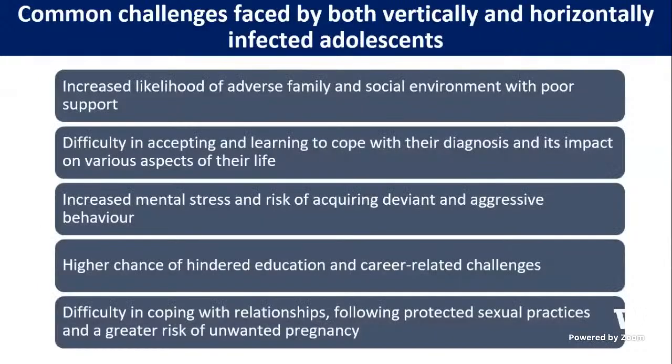Next slide, please. And these are some challenges which apply to both vertically transmitted and horizontally infected adolescents. Both face an adverse family and social environment, because adolescent children, whether vertically infected or horizontally infected, are sometimes neglected. They are isolated. They are separated from other family members. So there may be social separation, stigma, lots of discrimination, and difficulty in accepting and learning to cope with their diagnosis.